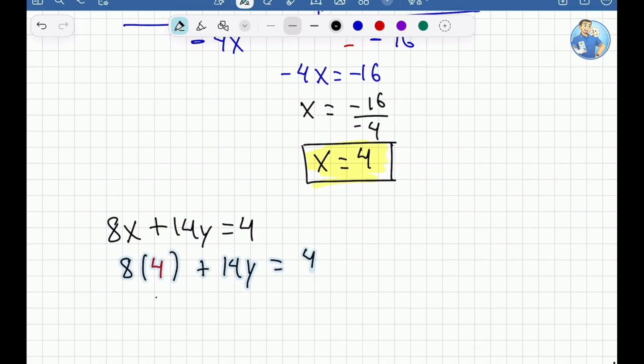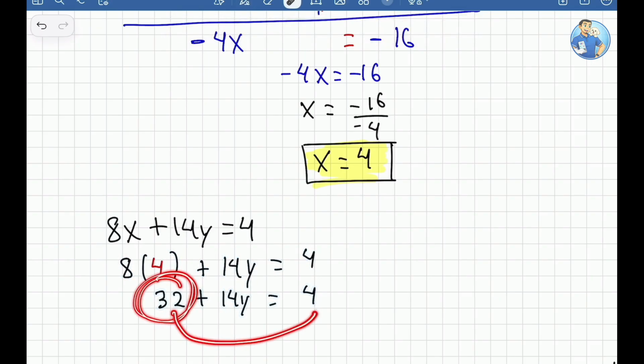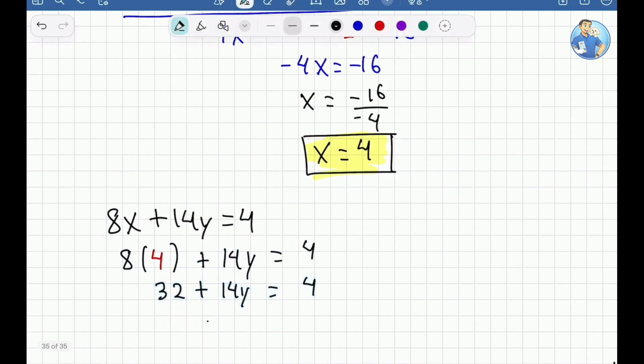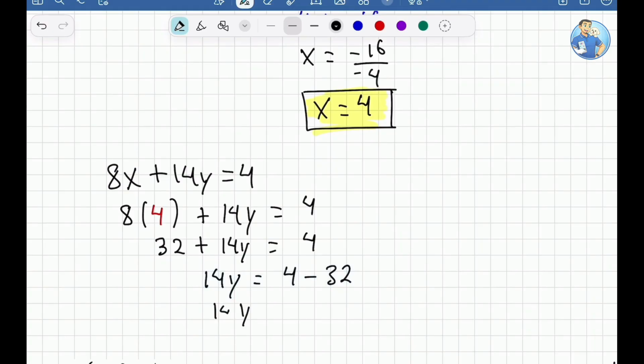So this is 32 plus 14y equals 4. We need to move the positive 32 to the right side by using the opposite operation. So this is 14y equals 4 minus 32. This 4 minus 32 is going to be negative 28. So we have 14y equals negative 28.